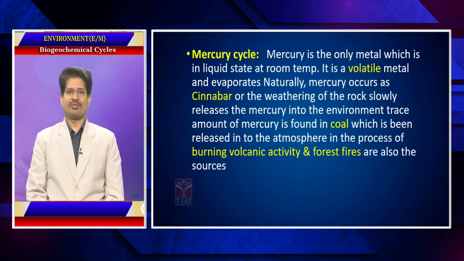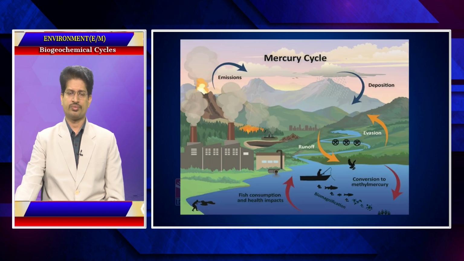Mercury occurs as cinnabar. So what is the ore of mercury might be a question to you. So cinnabar is the name of mercury ore. Weathering of rock slowly releases traces of mercury into the environment. A certain amount of mercury is found in coal, which is released into the atmosphere in the process of burning, and in the case of volcanic activity and forest fires, mercury is released into the atmosphere. So these are the different sources of mercury in the environment.